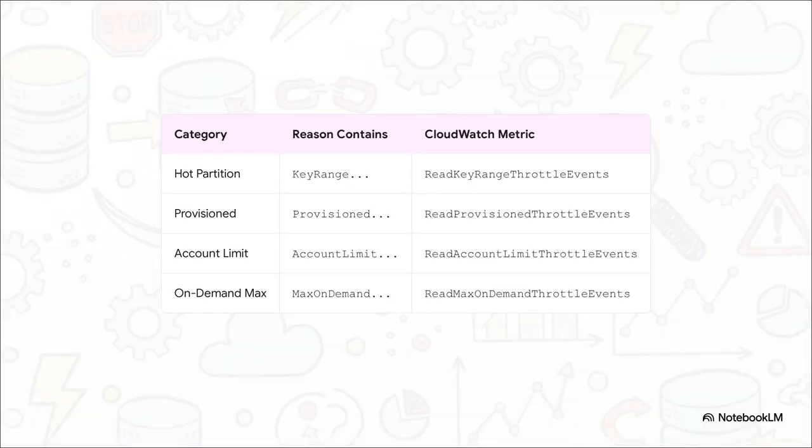And this right here is basically your cheat sheet for that second step. There's a direct line between the text in that reason and a specific CloudWatch metric. So if the reason mentions key range, you go look for the key range metric. If it says provisioned, you look for the provisioned metric. You get the idea. It turns diagnosis from frustrating guesswork into a repeatable, systematic process.